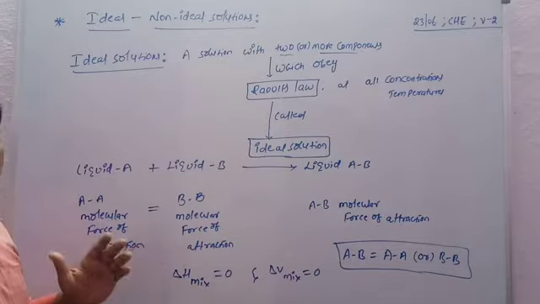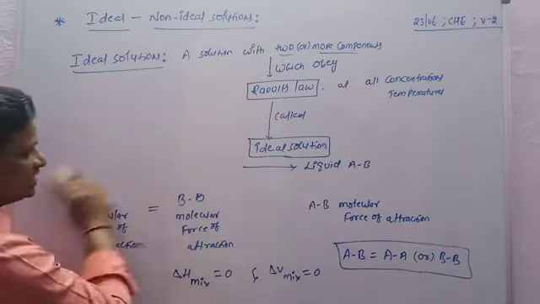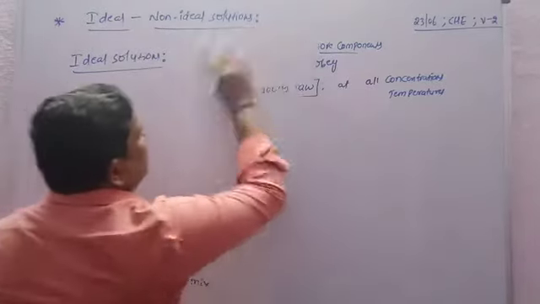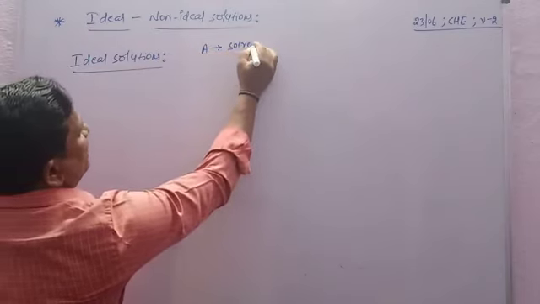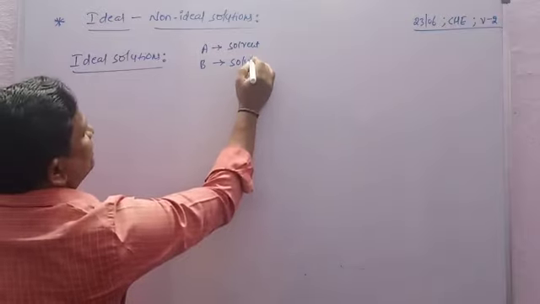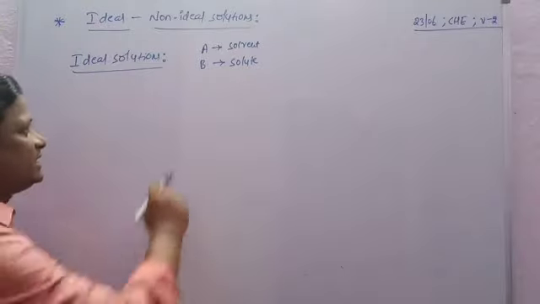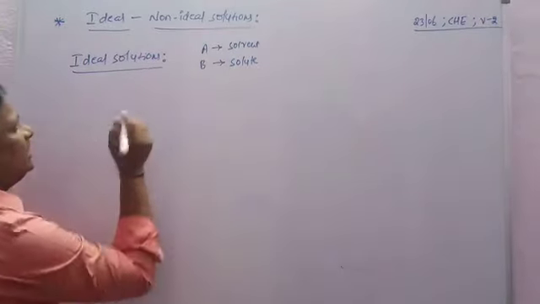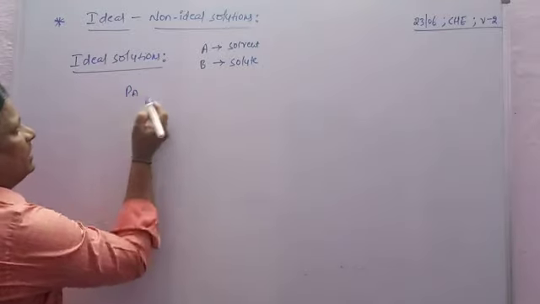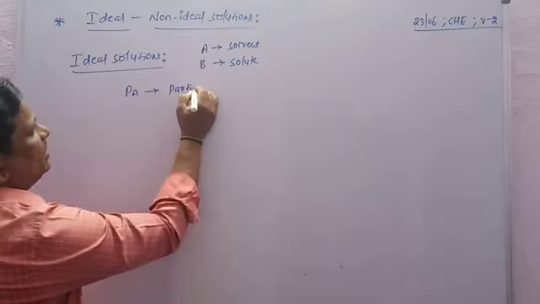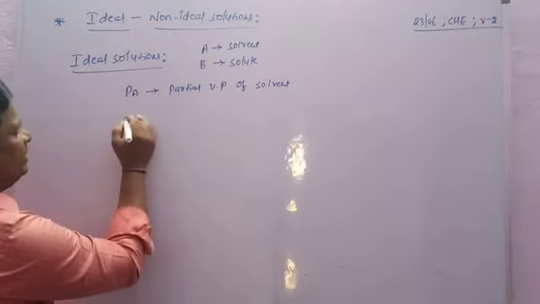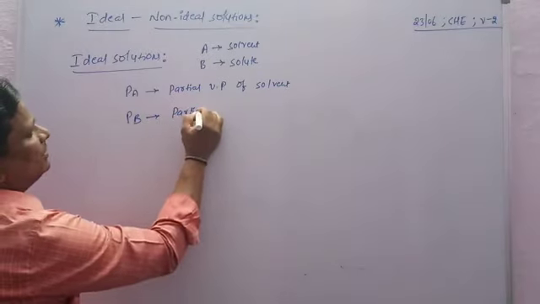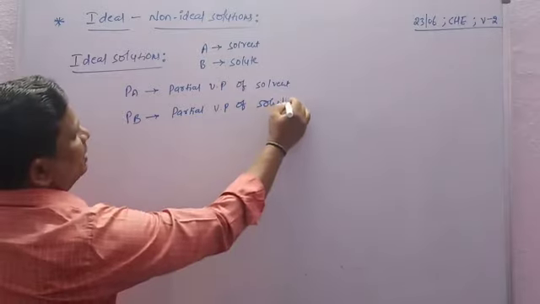Generally, ideal solutions are explained with respect to partial pressures. Let us consider a solution with two components, wherein A is the solvent and B is the solute. PA is the partial vapor pressure of the solvent, and PB is the partial vapor pressure of the solute.